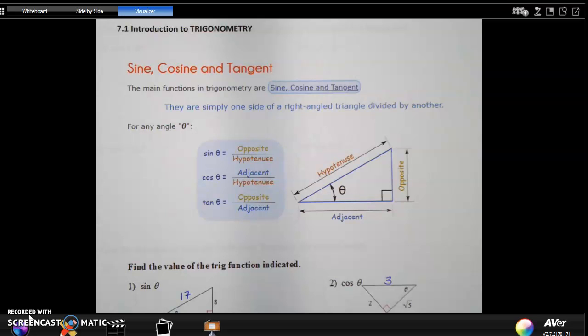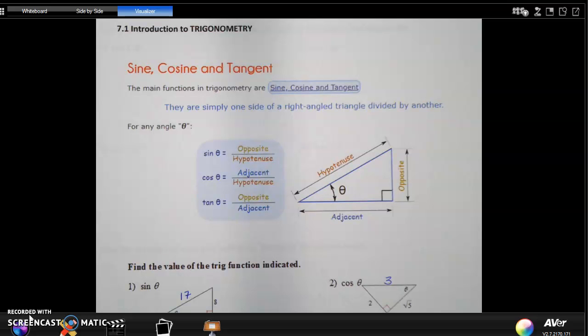It's a small introduction into trigonometry. It's section 7.1. I'll have this video for you today, and then you have one worksheet to complete for me that's due Friday by midnight. And then next week we'll have just a small quiz on this.